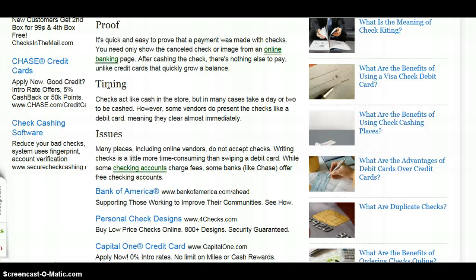So as you can see, it takes about 30 seconds to fill out a check, and there are many benefits to it, and people are still writing checks today. So that's why we're learning about writing checks. Even though there's debit cards and credit cards, we still need to learn how to write a check and why writing checks are beneficial at some instances.